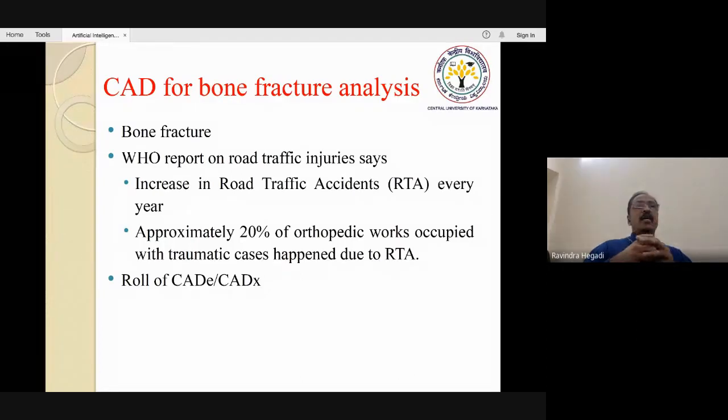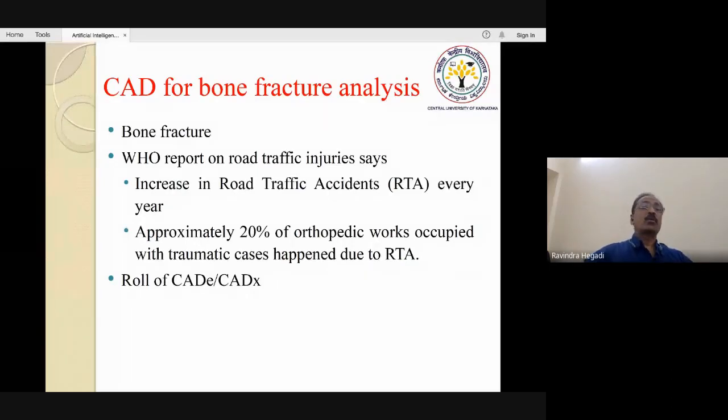The WHO report says there is a lot of increase in the number of road traffic accidents every year, and in most traffic accidents, bone fracture is commonly found. Approximately 20% of orthopedic work is occupied with trauma cases due to road traffic accidents. In hospitals and orthopedic centers, more than 20% of cases are due to accidents only.